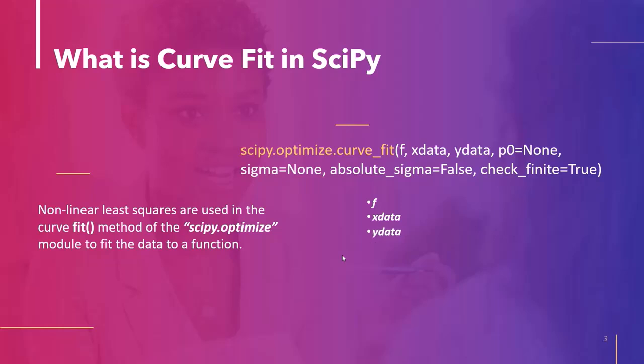ydata. It is a length m array with nominally the dependent data. p0. It is the initial guess for the parameters. If it is not given, all the starting values will be 1. sigma. It determines the ydata level of uncertainty. absolute_sigma. If it is true, the computed parameter covariance pcov represents the absolute values of sigma in its application. We will use this method to fit the data in the upcoming topics.